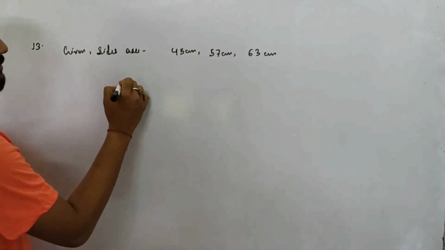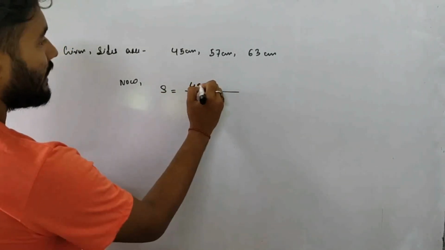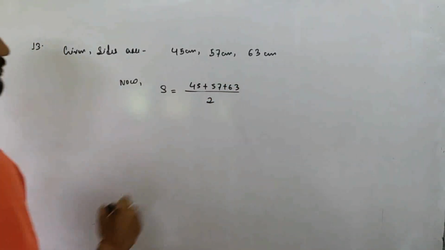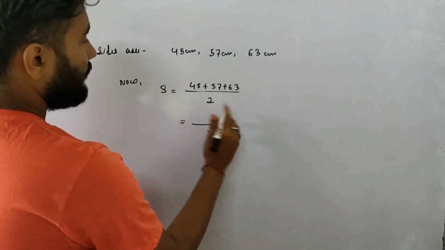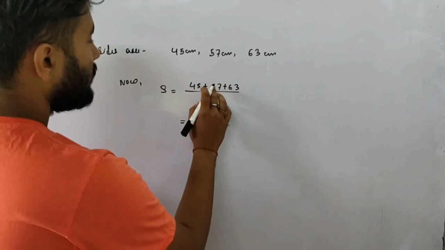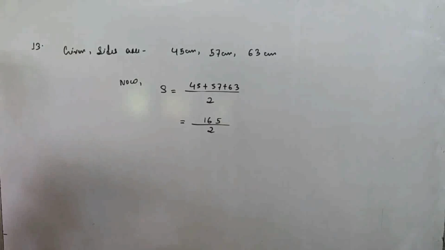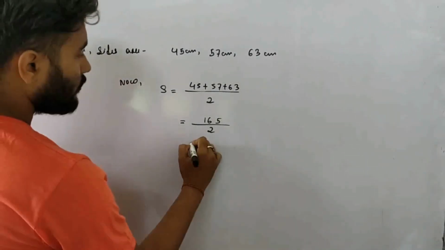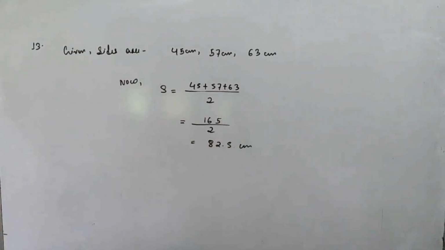So at first what will we find? The semi-perimeter, isn't it? S. The semi-perimeter is equal to what? Sum of all the sides, meaning the perimeter, and then divided by 2. So 45 plus 57 plus 63 is 165, divided by 2. Okay, so what is your semi-perimeter? 165 by 2. So you divide this one, and you will get 82.5 centimeter.